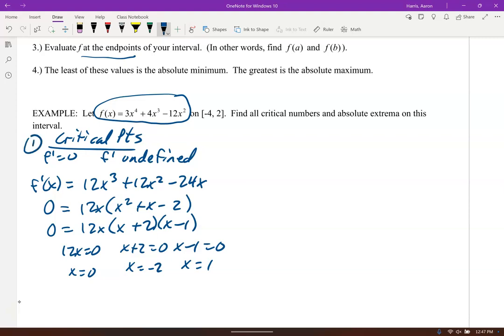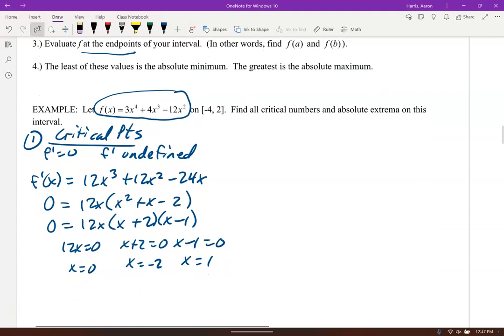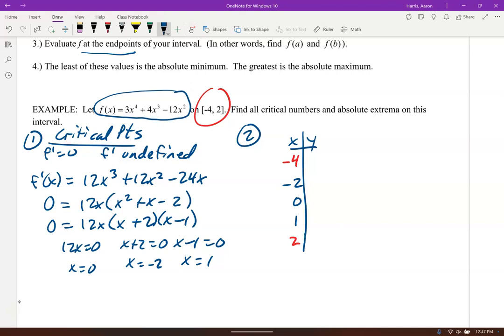Find our critical points. And then step 2, we want to evaluate at each critical point on the interval. So let's plug those in and evaluate them. I have -2, 0, and 1. And I also want to do the endpoints as well. My endpoints, because this is the closed interval from -4 to 2, might also be absolute minimums or absolute maximums. Then we're just going to plug them in one by one.